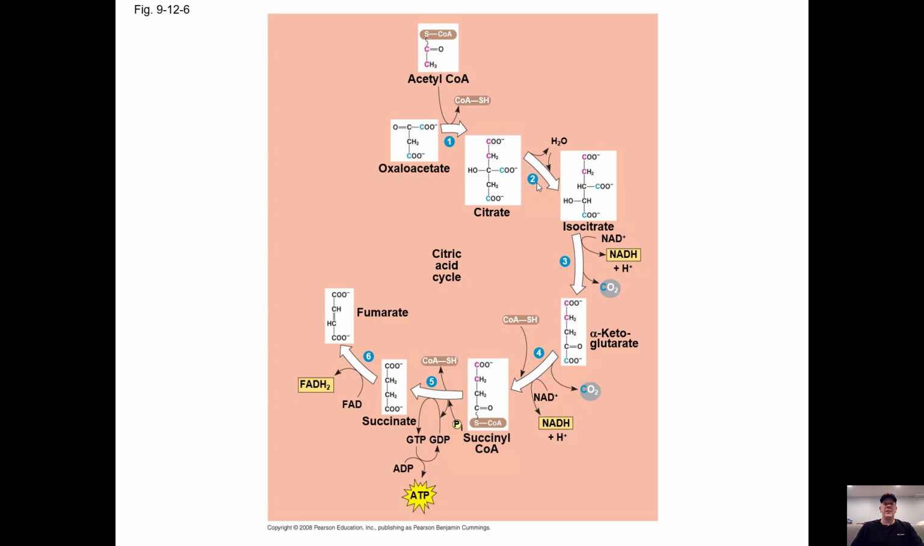FADH is very similar to NADH. It's just slightly different, but it has a similar function of holding onto electrons. And then we do one more oxidation, and ultimately it comes around full circle. So it started out as oxaloacetate, became citrate, isocitrate, alpha-ketoglutarate, succinyl coenzyme A, succinate, fumarate, malate, and then we come all the way back to oxaloacetate. All right, so in the Krebs cycle, we made 1, 2, 3 NADHs, 1 FADH, and 1 ATP.